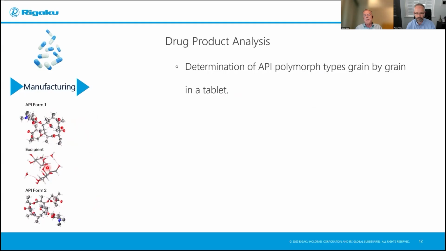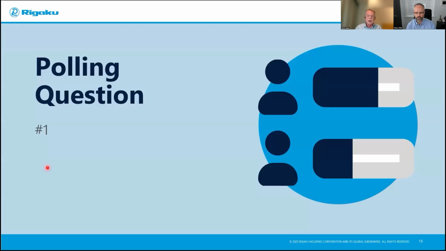What are the API polymorphs? What are the crystalline APIs in there? So in essence, this is very good at reverse engineering of dosage forms, looking for contaminants, as we mentioned, IP protection, and many other applications in the final drug product.